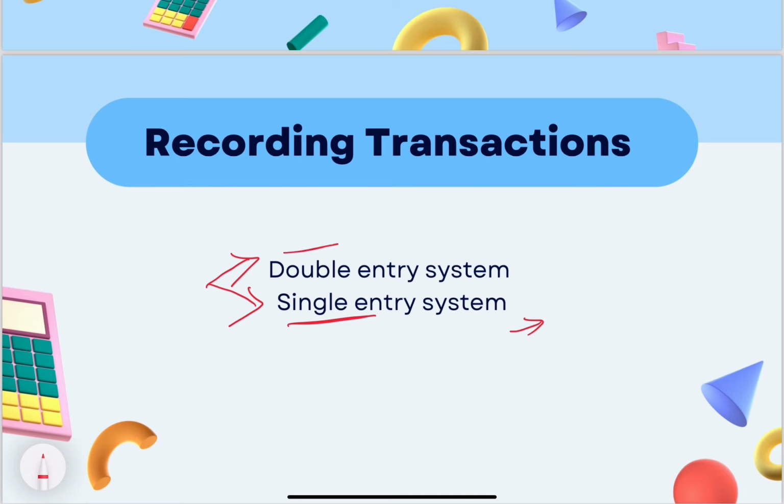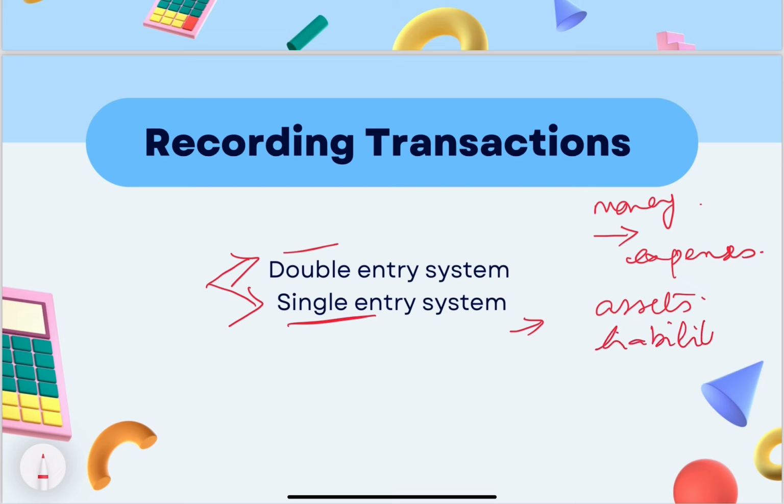Okay, so in the single entry system, you write down what money came in, for example sales, and what money went out, like expenses. Okay, it is quite easy to maintain. The drawback is that it doesn't give you the full picture, like where the money is going, what you own, the assets or the liabilities. That is not mentioned clearly in the system.